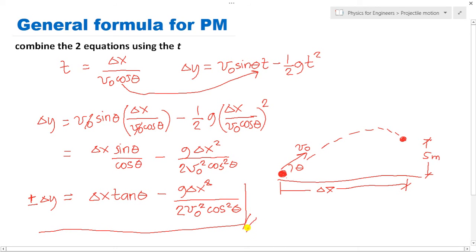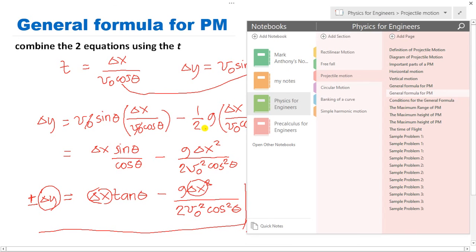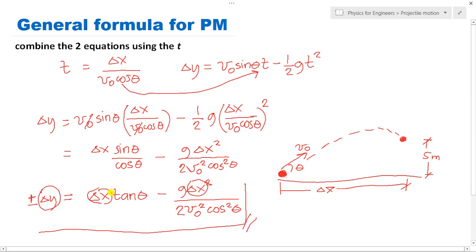And as you can see, the relationship for y here and x are parabolic kasi may x squared tayo dito, diba? X squared, parabola. So therefore, it conforms our condition for projectile motion that it undergoes a parabolic path or trajectory. So we also have next. So remember this guys, delta x tan theta minus g delta x squared all over 2 times the initial velocity squared times the cosine squared of theta.